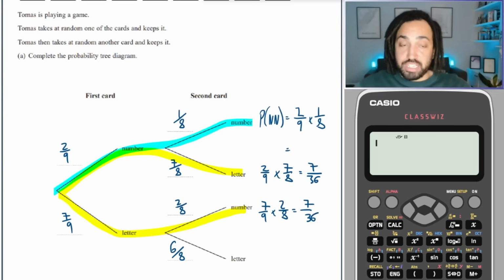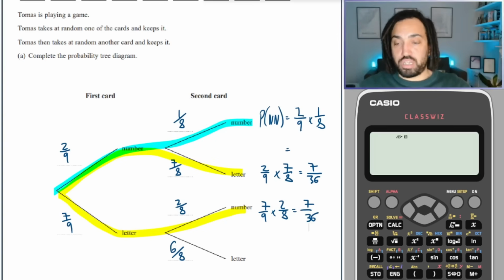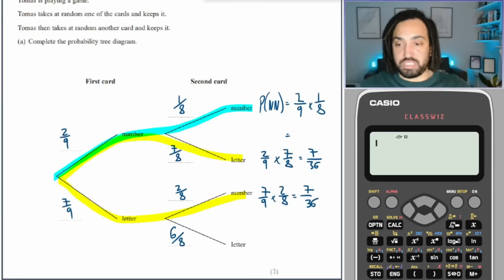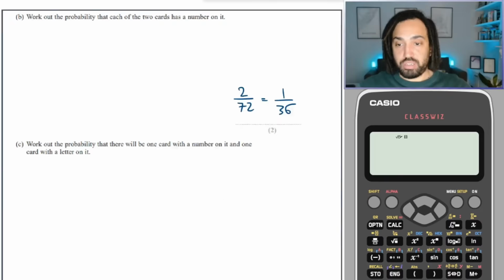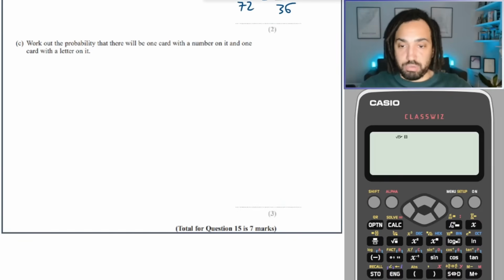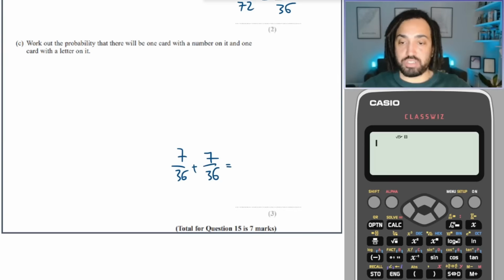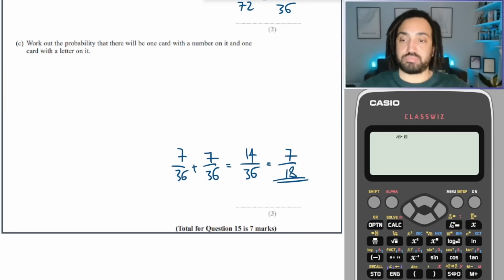So because he could take either of those routes, we need to add those 2 probabilities together. So the probability is 7 over 36 plus 7 over 36, which gives us a total of 14 over 36, or 7 over 18. That is a classic tree diagram question.